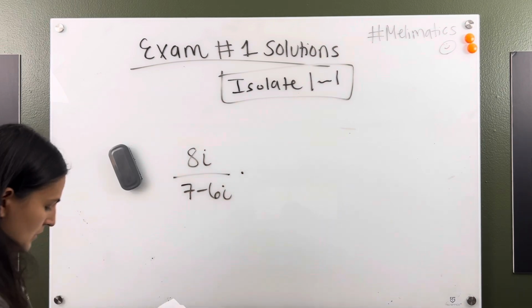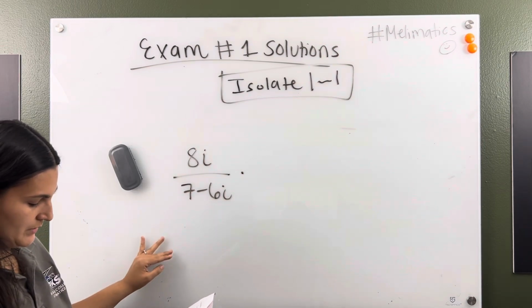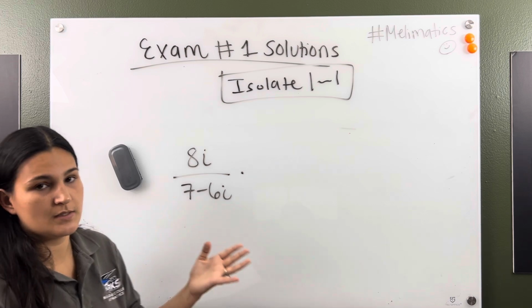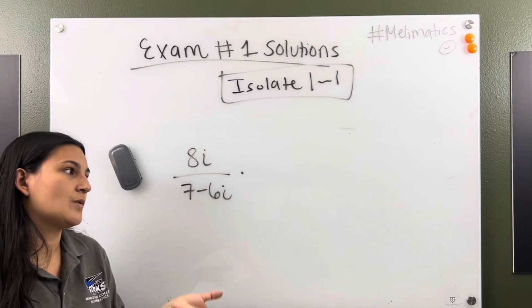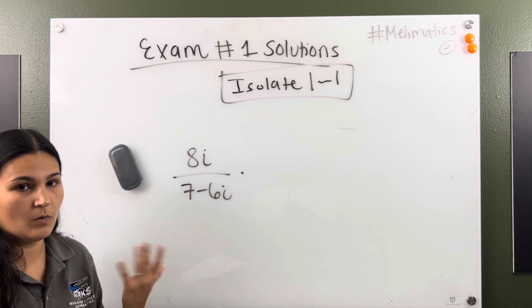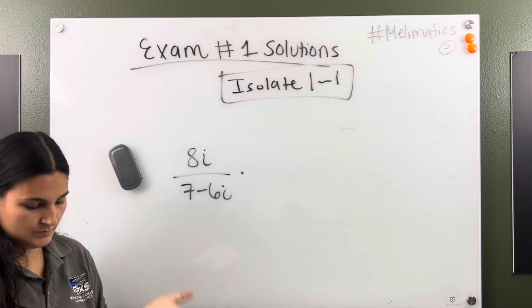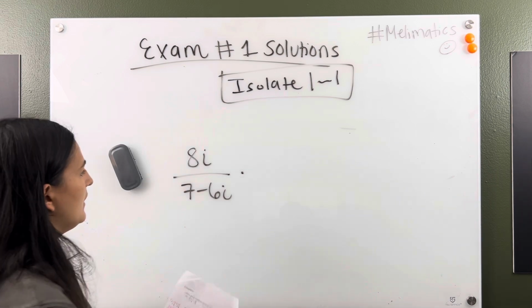Okay, so how do we do that? We're trying to divide and express the result in standard form. Well, we have i, so if we can somehow have i squared, then i squared is -1, and we can have a whole number and make this nice, pretty, simplified. Right, so how do we do that?